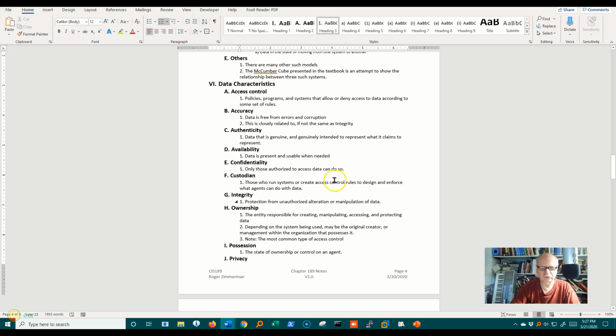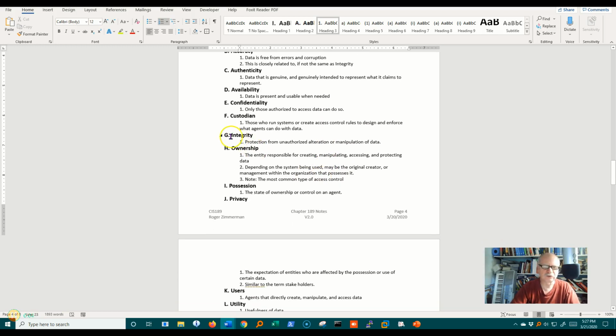This is Data Characteristics Part 2. We're going to continue here with integrity. So integrity simply means that the data has not been altered or manipulated in some way. I can count on it being the same as when it was sent.